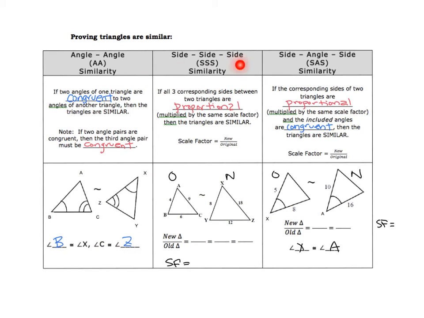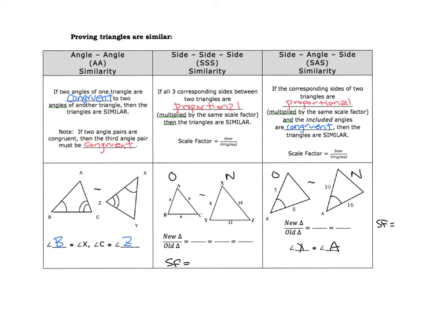All right, now let's look at side-side-side similarity. If all 3 corresponding sides between 2 triangles are proportional, okay, meaning they can be multiplied by the same scale factor, then the 2 triangles are similar. Remember, your scale factor is new over original. So we have 2 triangles here. This is my original. This is the new. This is saying that these 2 triangles are similar.